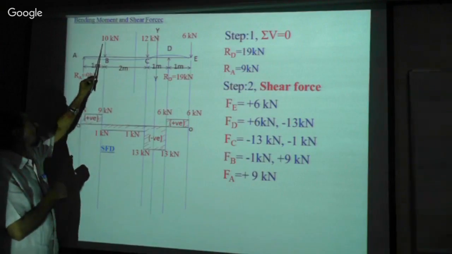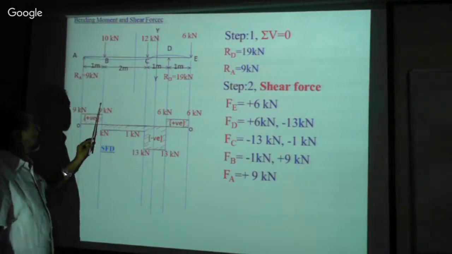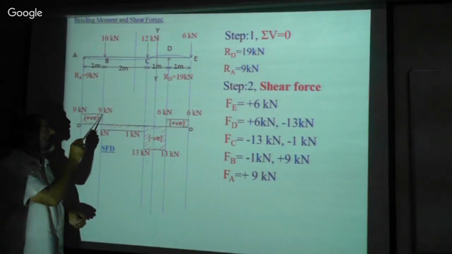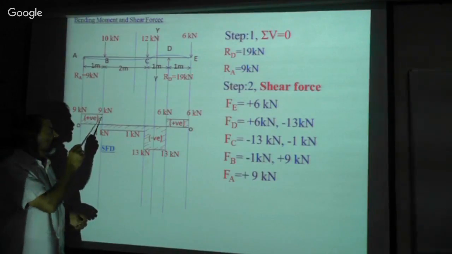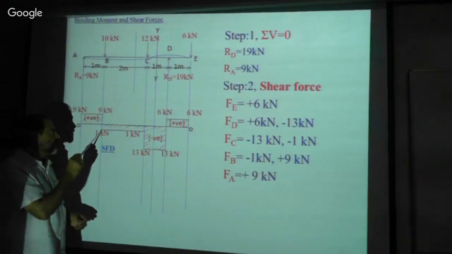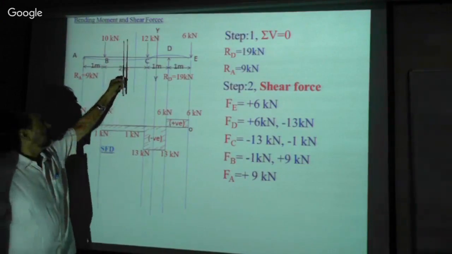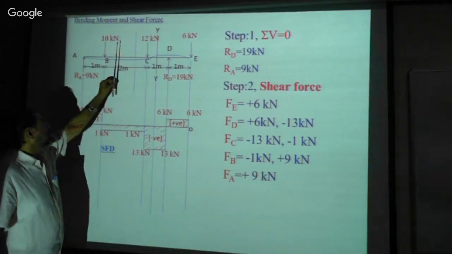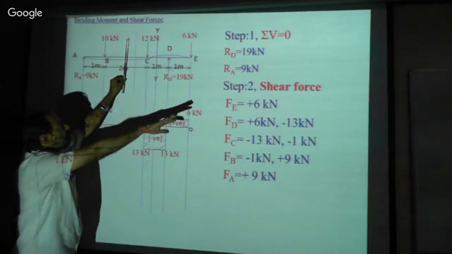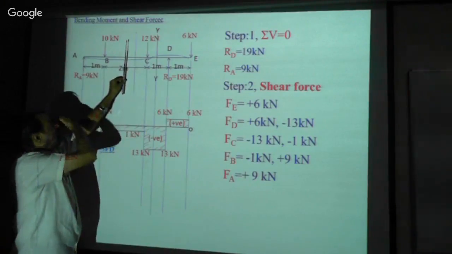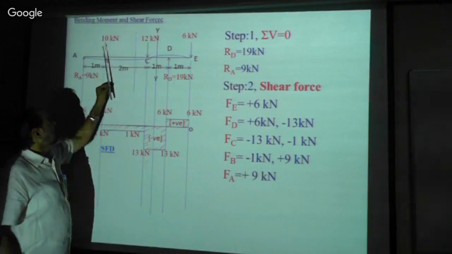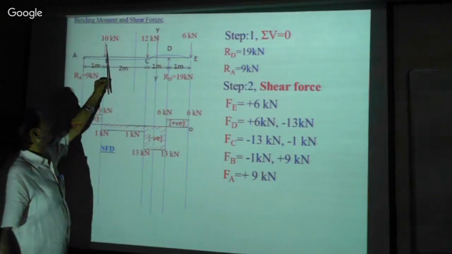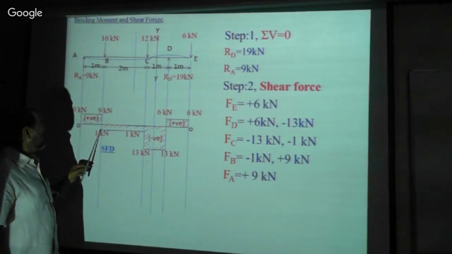At this point, a 10 kN force is acting downward. Therefore, let us come down by 10 kN. Already we are 9 kN above, so let's come down by 10 kN. Then let us calculate the shear force between B and C. According to the definition, consider either the right hand side forces or the left hand side. If you consider the left hand side, 10 is acting down and 9 is acting up. Therefore, the result is downward, 1 kN.